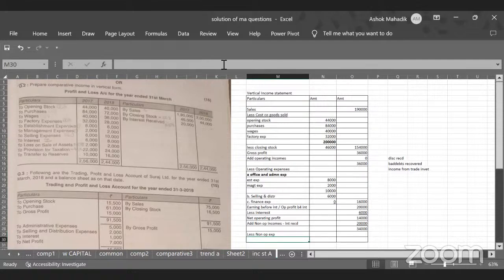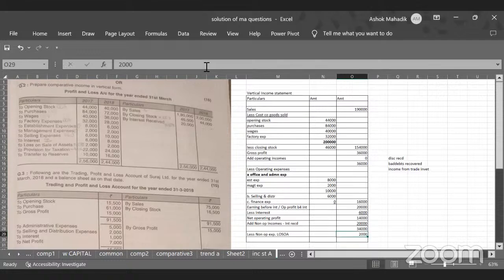See the third last item, loss on sale of asset. So selling an asset is not our business, isn't it? So that item is a non-operating part. So I just use the short form. Loss on sale of asset. Okay, how much is the value? Sorry, 2,000.